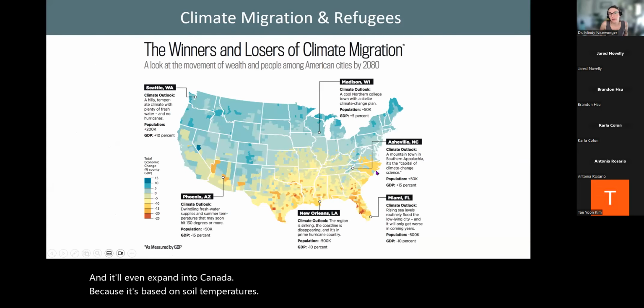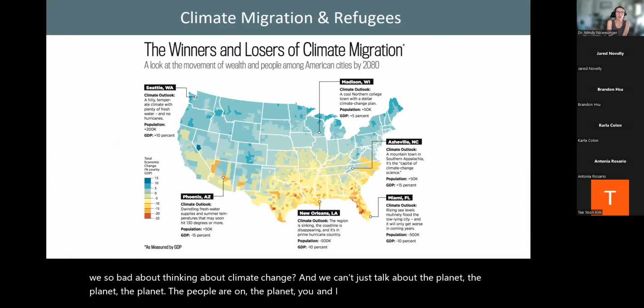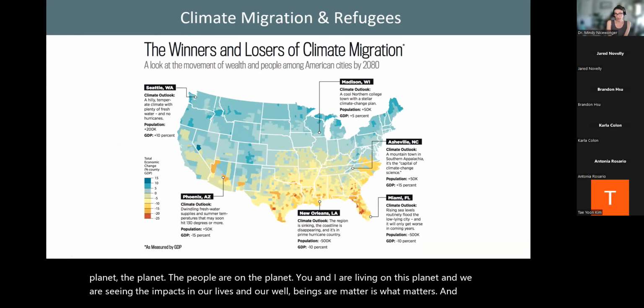And it's not just about the land, it's about people too, right? We talk about why we are so bad at thinking about climate change. We can't just talk about the planet, the planet, the planet. The people are on the planet. You and I are living on this planet, and we are seeing the impacts, and our lives and our well-being is what matters. And it's not equal.